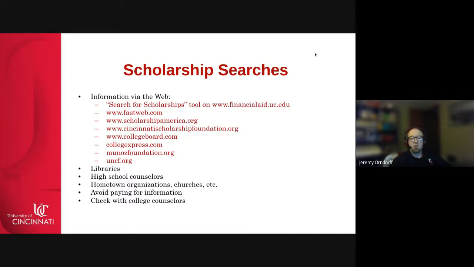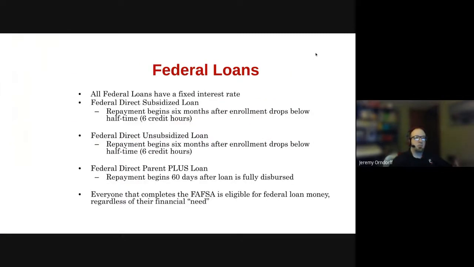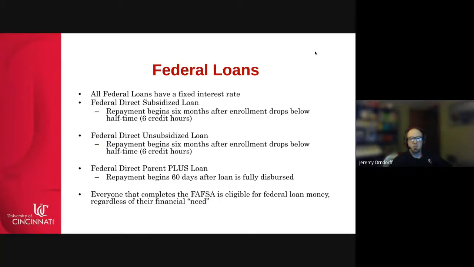Other things to check with are your parents' places of business. Be sure that you're checking with those. Oftentimes they have things available for you guys, so make sure you're utilizing that. And sometimes there are not a lot of people applying for those because people aren't aware of it. So definitely check with your employers to see if they offer anything for yourself or your children.